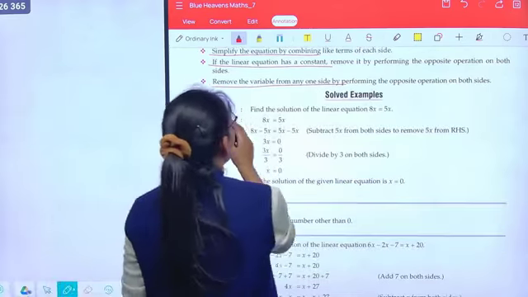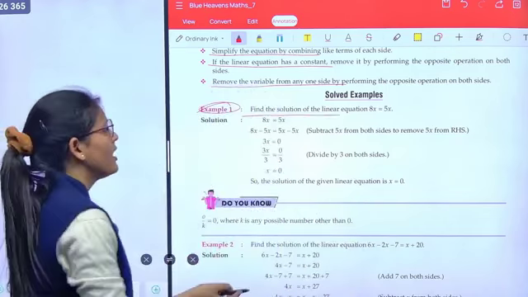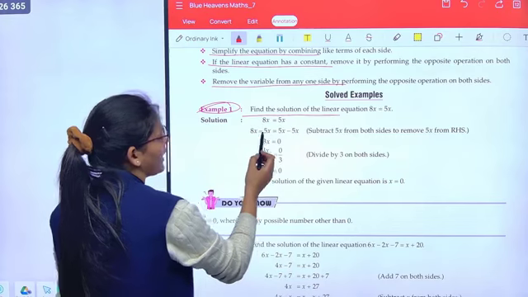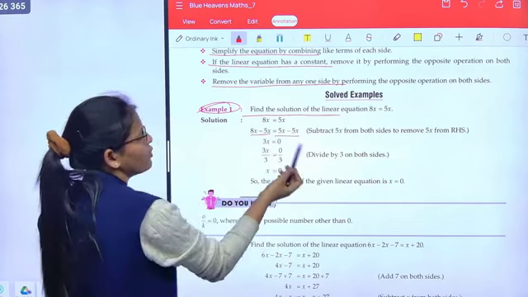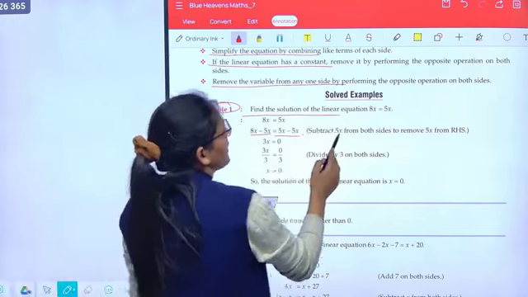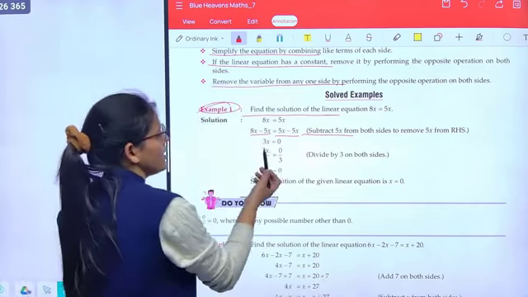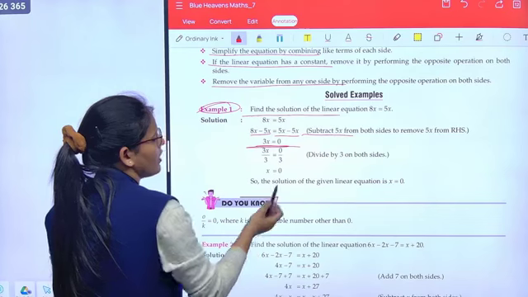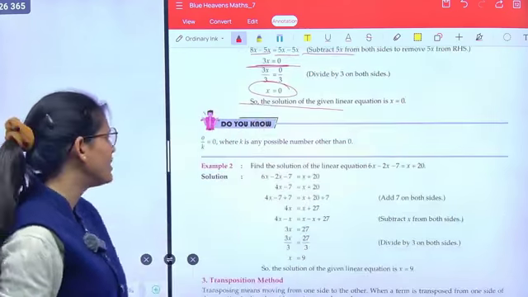Solve the examples. Example number 1, find the solution of the linear equation 8x is equal to 5x. Now class, यहाँ पर 8x minus 5x, 5x minus 5x, दोनों साइड मैंने क्या किया? 5x को माइनस कर दिया. Now class, subtract 5x from both sides to remove 5x from RHS. So class, it is 3x is equal to 0. Now x is equal to 0. So the solution of the given linear equation is x is equal to 0.